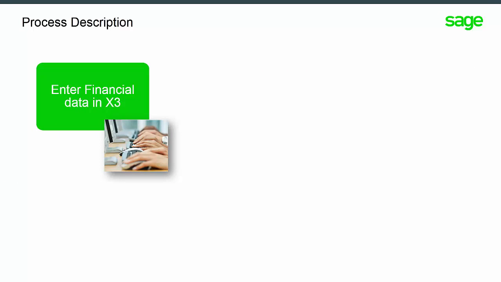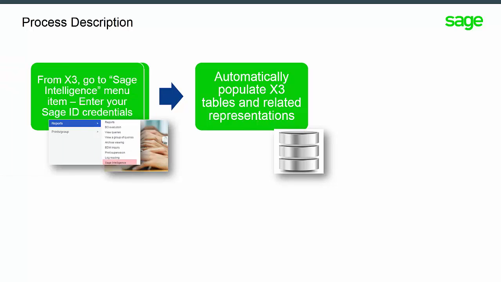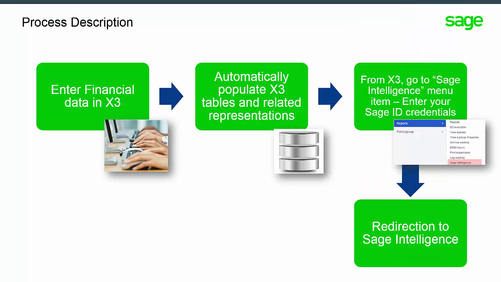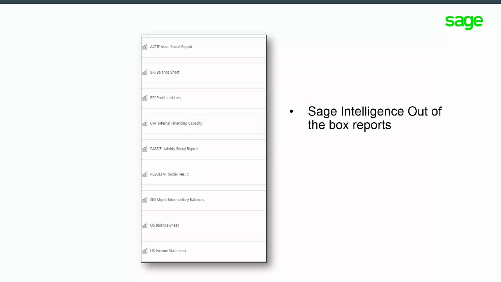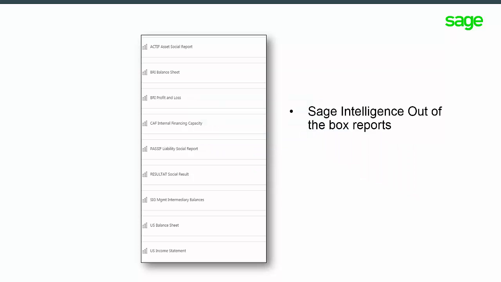Here is the process. First, you'll enter the financial data into X3. It will automatically populate the X3 tables and related representations. If the user wants to check a report from X3, he will go to Sage Intelligence and need to enter his Sage ID credentials. He will then be redirected to Sage Intelligence, where he can launch a targeted report or create a new one. Here is a sample of the out-of-the-box report now available in Sage X3 version 11.